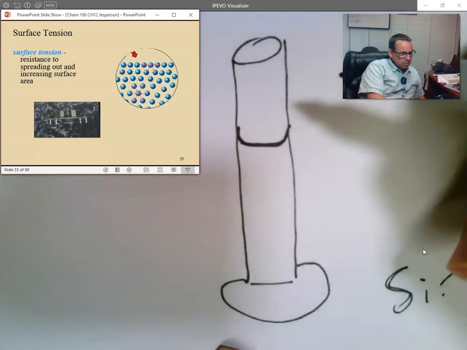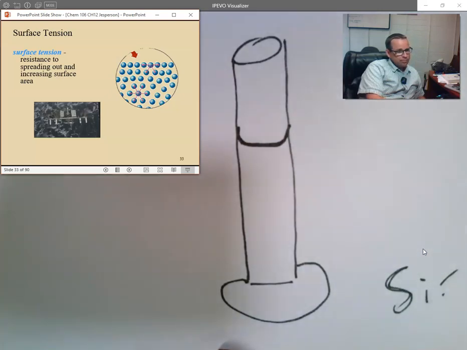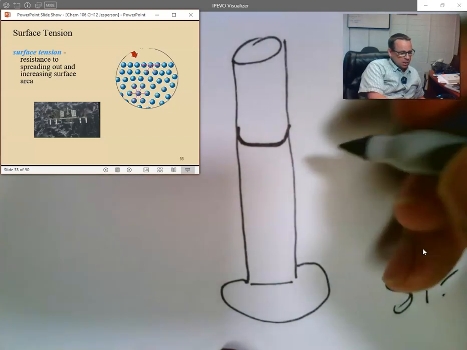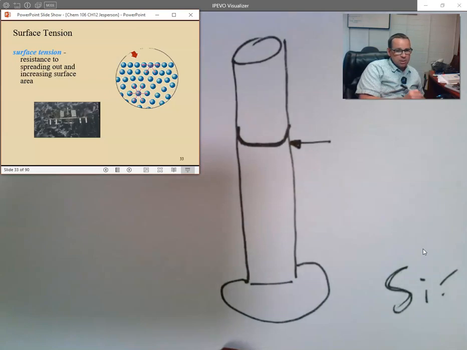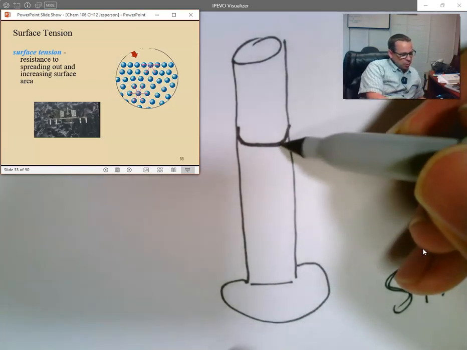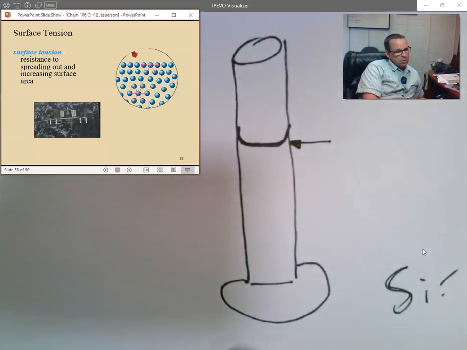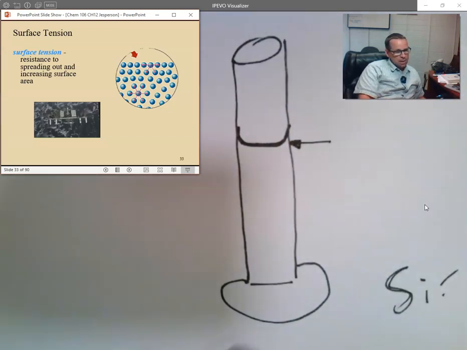Alyssa, do you remember what we call that? I can't remember the technical name. It's called a meniscus. And we always measure the bottom of the meniscus. That's the only thing we've been taught in class so far. But now we have an explanation for why that water crawls up the edge of the glass like that. And it's because of the surface tension that exists between water and the glass.